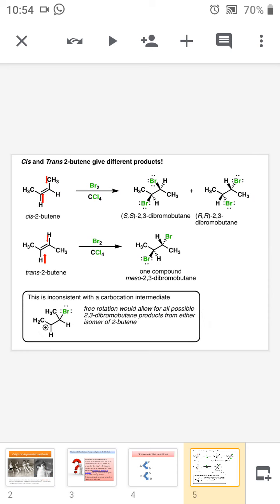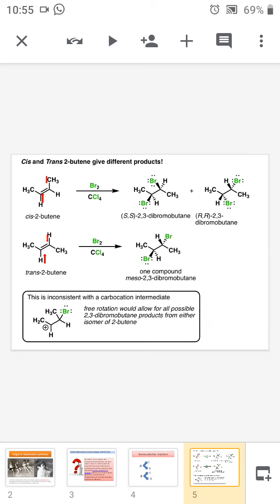The cis and trans 2-butene give different products during bromination. Consider cis-2-butene on addition of bromine. We know that cis-2-butene is sp2 hybridized, and the structure is planar. So while adding bromine, one bromine atom will add on the top of the cis-2-butene, and the other bromine will add on the bottom of the molecule. So we will get the D and L pair. The racemic mixture will be the product for the cis isomer.